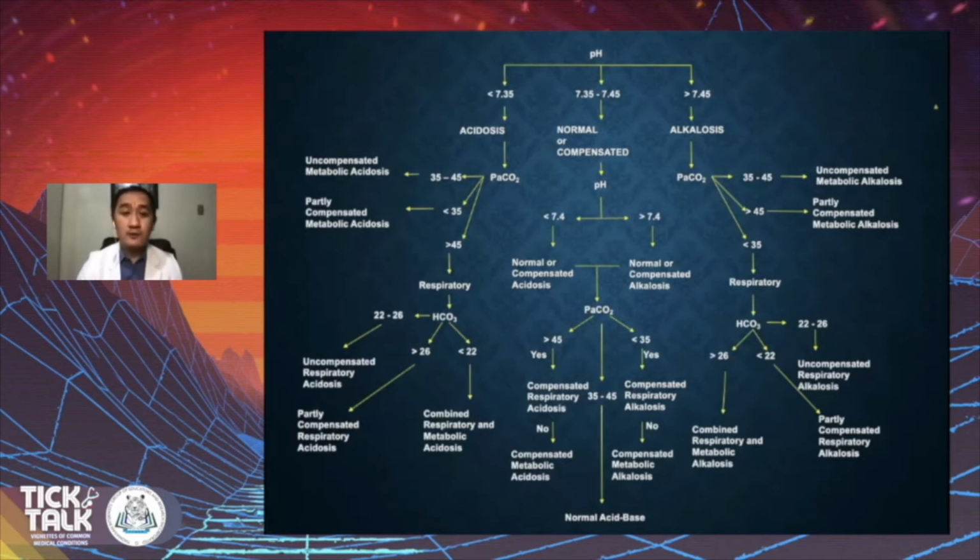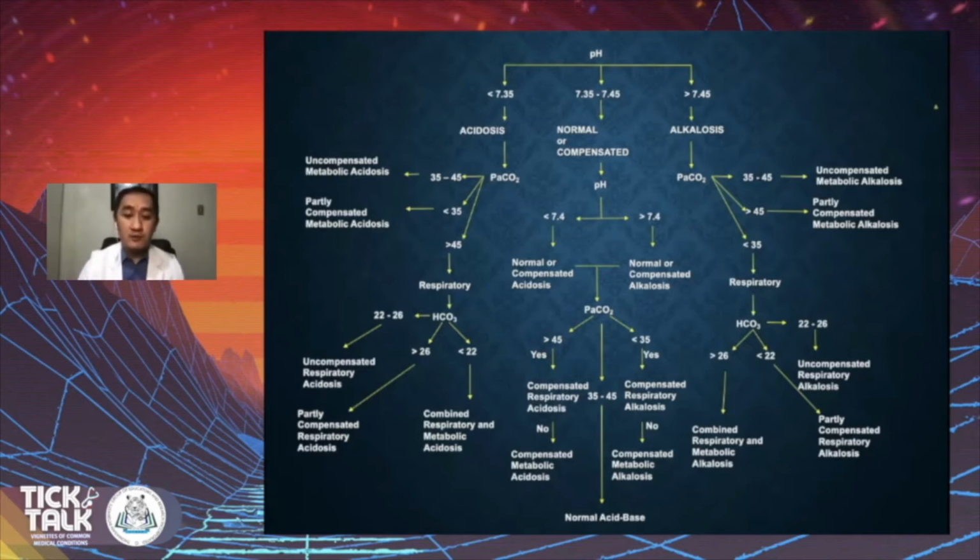Let's go to the middle part of the algorithm. When your pH is normal at 7.35 to 7.45, it's either normal or compensated. Let's check for the pH. If your pH is below 7.4, it is normal or compensated acidosis. If it's more than 7.4, it's normal or compensated alkalosis.